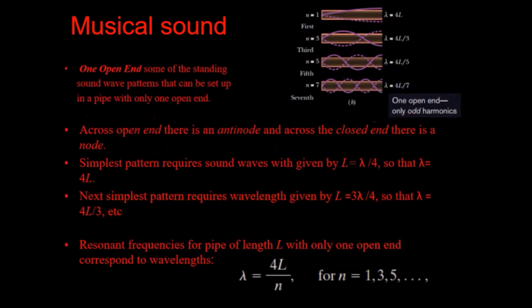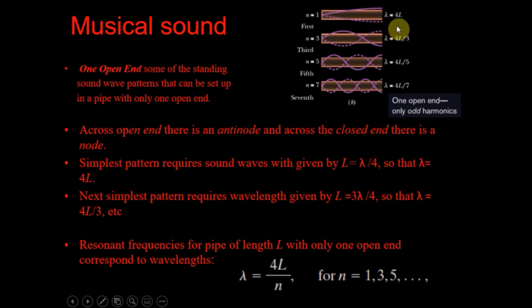Now when we're dealing with our musical sound, we have one open end. So some of the standing wave sound patterns can be set up in a pipe with only one open end. Across the open end you always have an antinode. Across the closed end there's a node. As you can see from these diagrams, here's the closed end of our pipe on the left, and here's the open end on the right. You'll set up a wave as such.